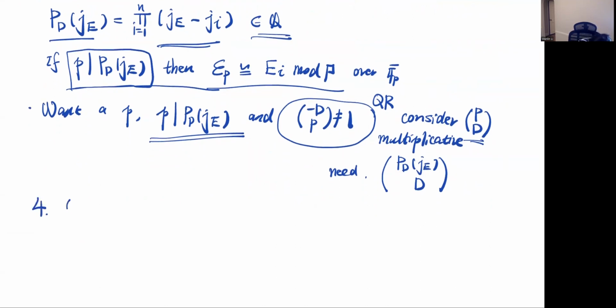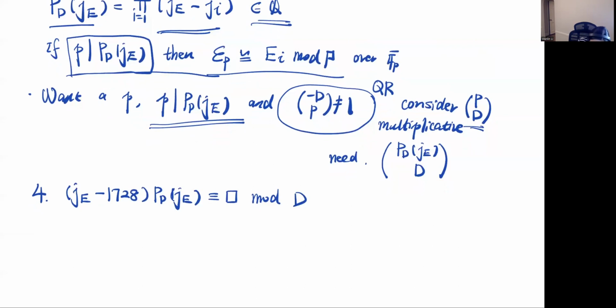The next step is what you will show: take J(E) minus 1728, and then the numerator of J(E). If I multiply these, J(E) minus 1728 times the numerator of J(E) is congruent to a square mod D. This statement follows from Deuring's lifting lemma.